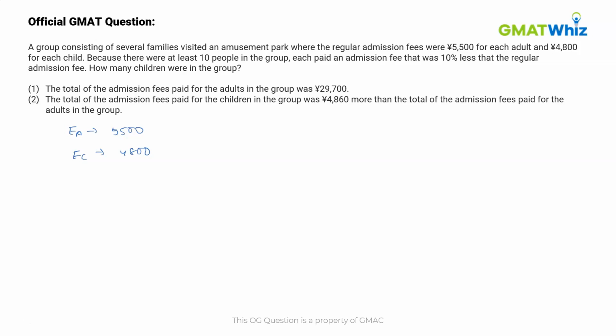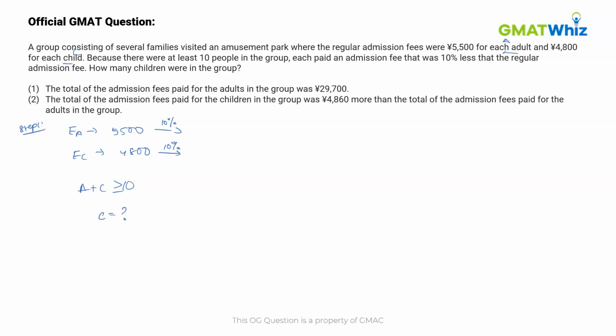So suppose we denote the number of adults by A and the number of children by C. So A plus C will be greater than or equal to 10. Now we are given that each paid an admission fee that was 10% less than the regular fee. So this was reduced by 10%, and the entrance fee for the child was also reduced by 10%. So this is all the information we have. Now the question asks how many children were there in the group. We have to find the value of C.